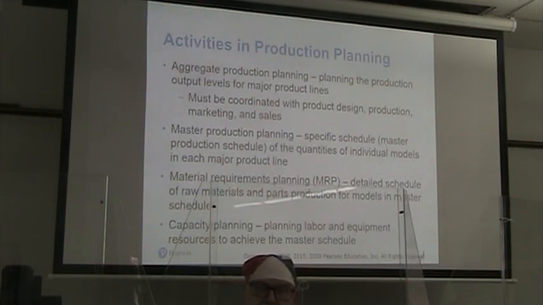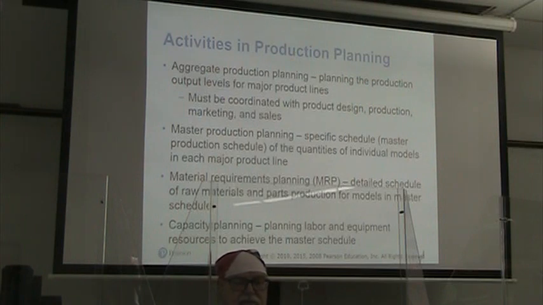So the things we do inside production planning, one is aggregate production planning. Planning the production output levels for all our major product lines. This has to be coordinated with product design, production, marketing, and sales. Master production planning is the specific schedule, the master production schedule, of the quantities of individual models in each major production line.